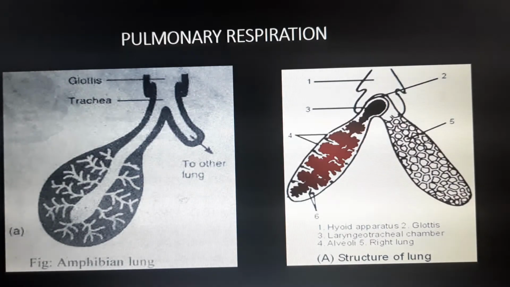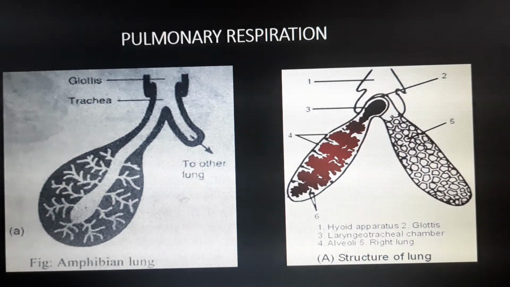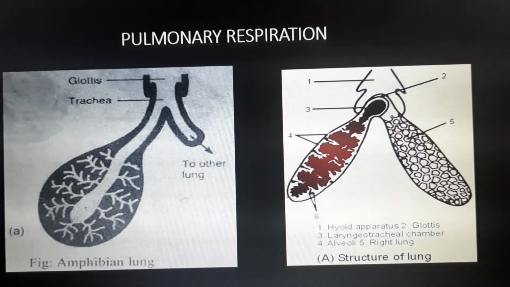This chamber is supported by cartilage, that is, arytenoid cartilage on either side of the glottis and a cricoid cartilage above the arytenoids. The vocal cords are seen inner to the arytenoids, which produce sound on vibration.